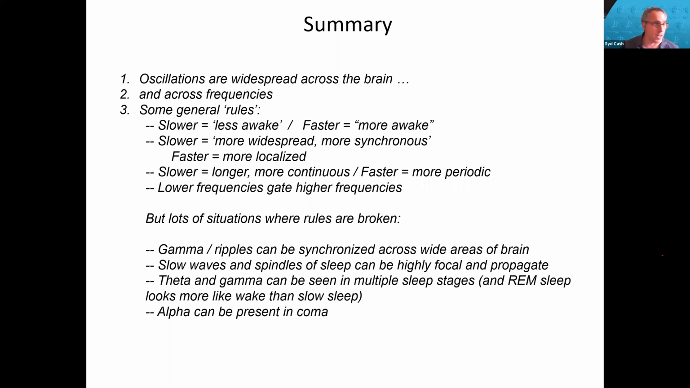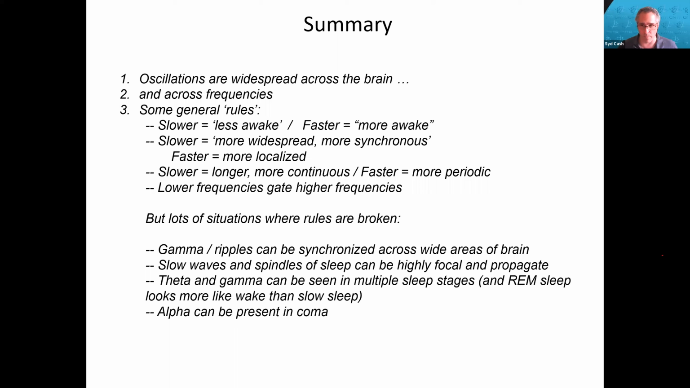All right. So then in real summary that I'll run through quick so we can get to some more questions, hopefully. We see oscillations across the entire brain and across a full range of frequencies. There are generalizations that we can make about the oscillations. The slower is present when somebody is less awake. Slower is more widespread and more synchronous. Slower is longer and more continuous, less periodic. And lower frequencies gate higher frequencies. Certainly the first of those 3 rules are honored in the breach. They are quite often broken.